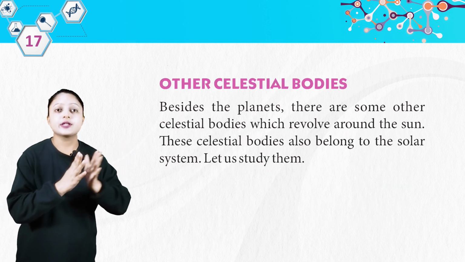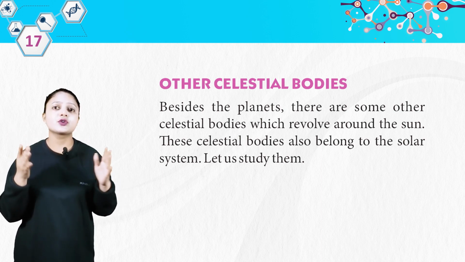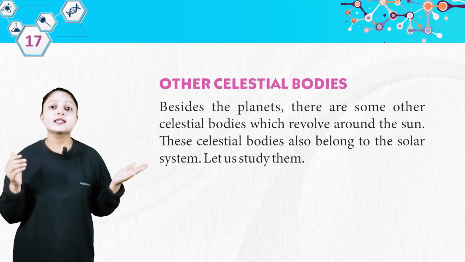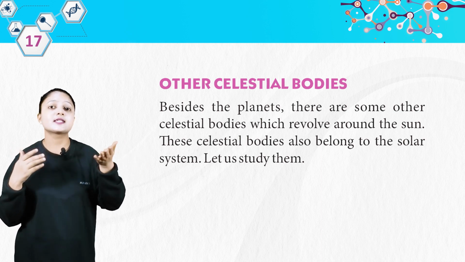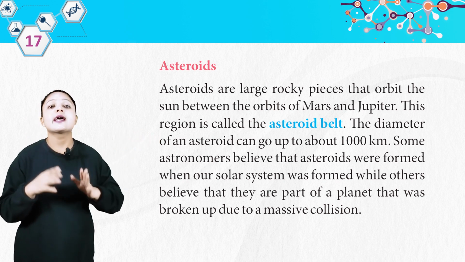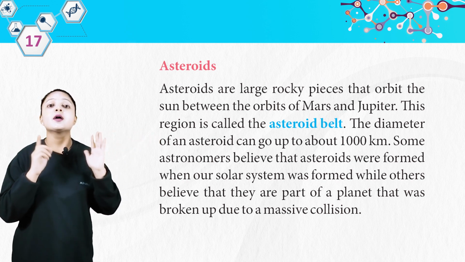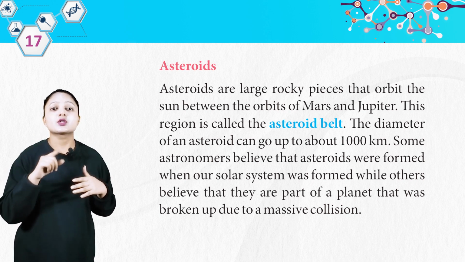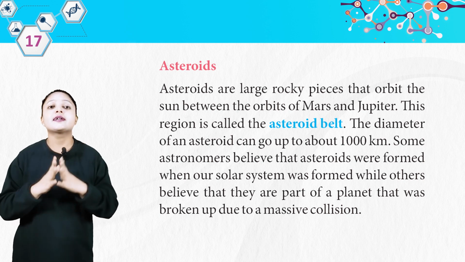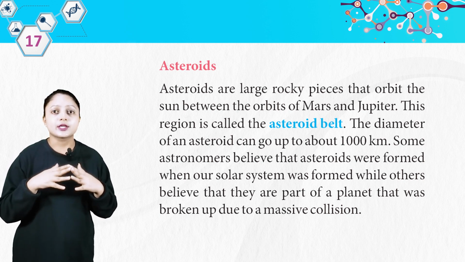Other celestial bodies. Besides the planets, there are some other celestial bodies which revolve around the Sun. These celestial bodies also belong to the solar system. Let us study them. Asteroids. Asteroids are large rocky pieces that orbit the Sun between the orbits of Mars and Jupiter. This region is called the asteroid belt. The diameter of an asteroid can go up to about 1000 kilometers.